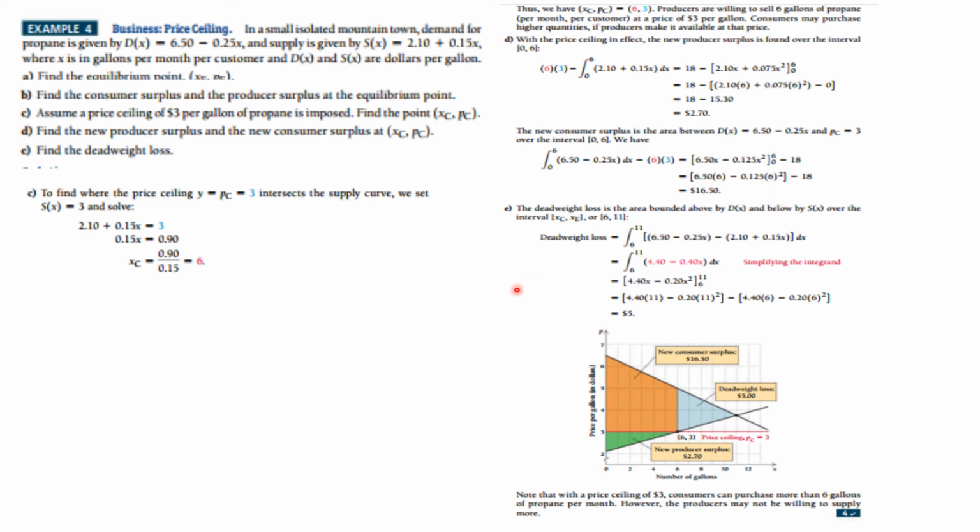Now the deadweight loss goes from 6 to 11. Those were the numbers that we came up with here. And we're going to be taking the demand minus the supply and calculating that integral. Now notice here you have a minus times a minus times this, so both those signs are going to be minus. We simplify and we compute the integral, and we get that this is $5. So that is the answer to part E for the deadweight loss.